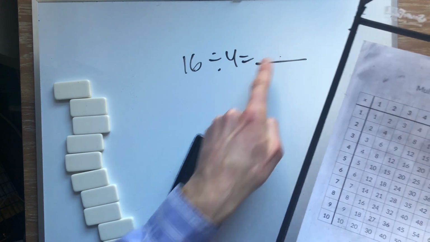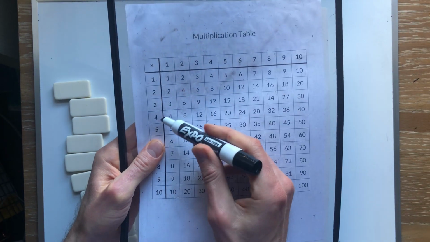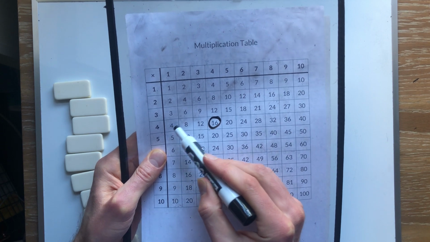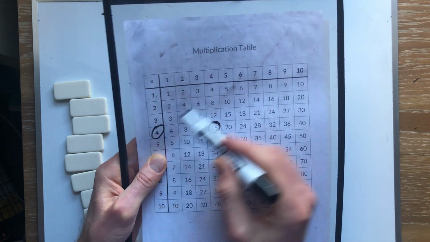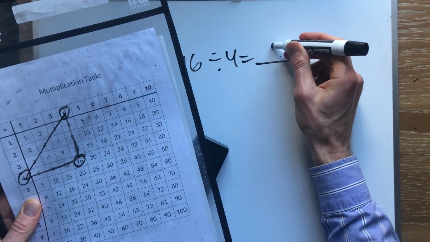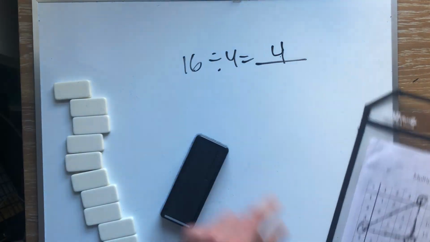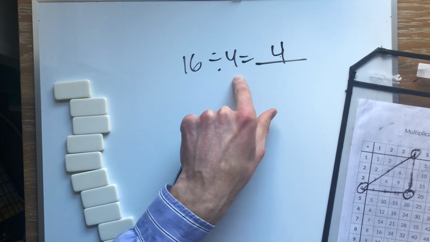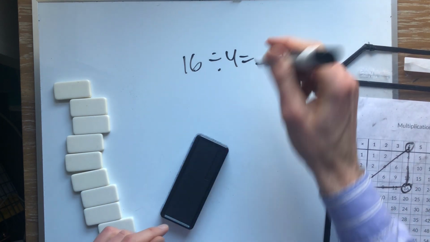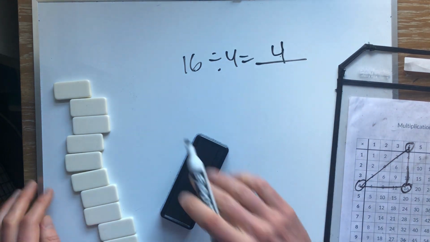Okay, it's 4 times something equals 16. 4 times something. Oh, there's 16. 4 times 1, 4 times 2, 4 times 3, 4 fours. 4 times 4 equals 16. So 16 divided by 4 is 4. The two small numbers multiplied equal the big number.